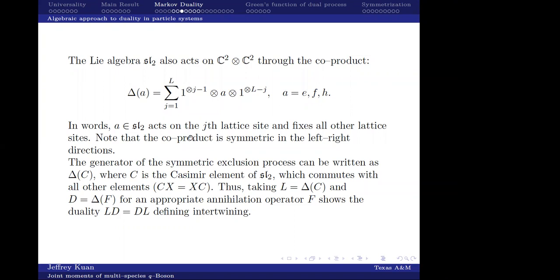If you're familiar with Hopf algebras, this is co-commutative. If you're not familiar, that's okay. You don't need to know what that word means.